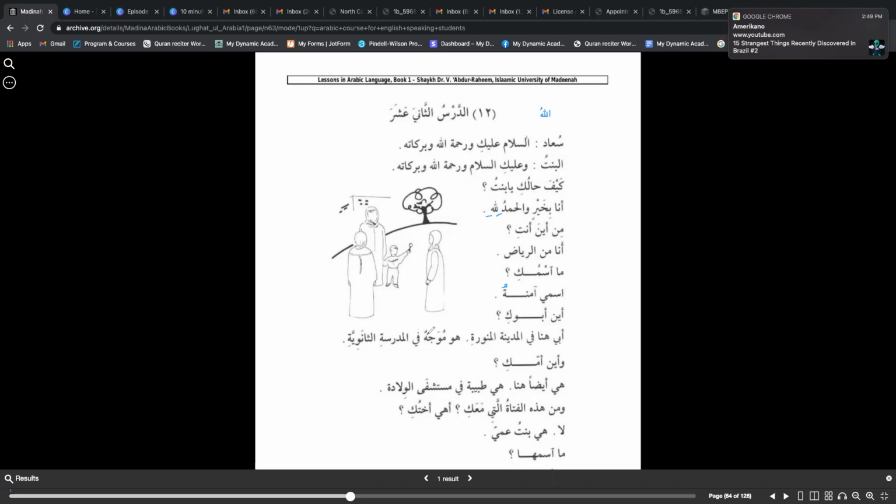هو موجه في المدرسة الثانوية. He is in this. That's not going to work. Let me clear everything. So see if you can. This Jim should have a shadda on it. هو موجه. He is an instructor في المدرسة الثانوية, يعني in the high school. Okay, so he's a teacher and he's an instructor.